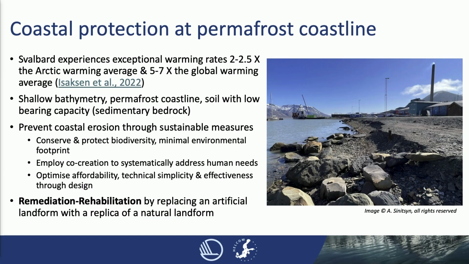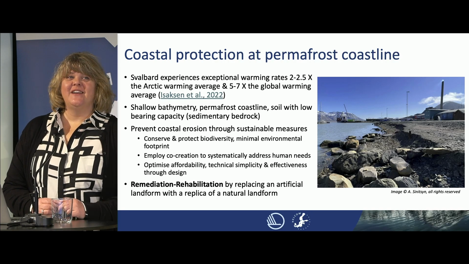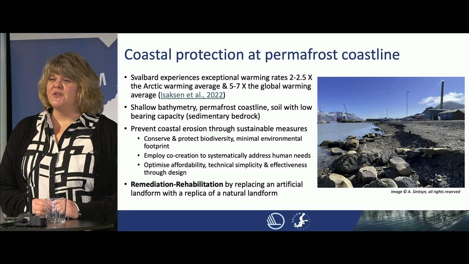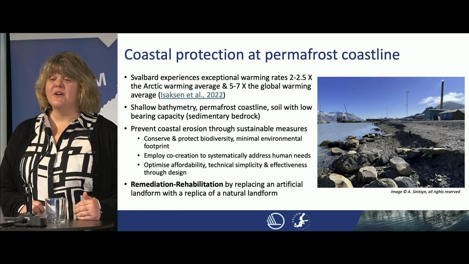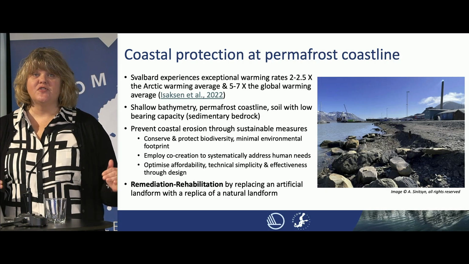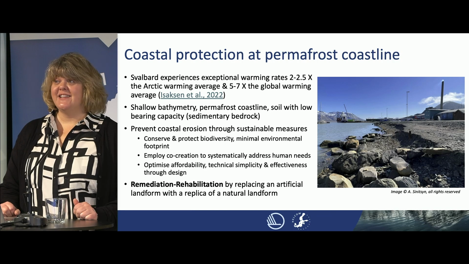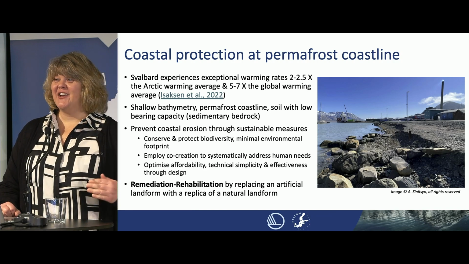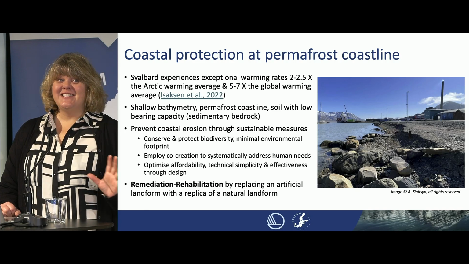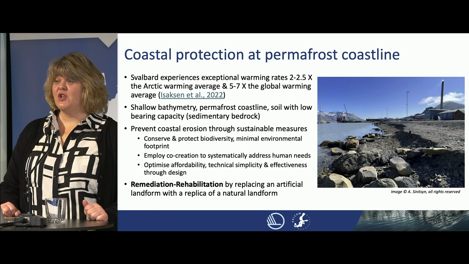So getting into Svalbard. Svalbard is a unique and interesting environment. It's a fascinating coastal zone. And it's really under a lot of pressure, not only anthropogenic, but climate change in particular. So what we see is that Svalbard experiences global warming at a rate that is much greater than what we see average globally. So the warming rates are between 2 and 2.5 times that we see in the Arctic. And we already know that the Arctic is experiencing warming at a greater rate than the rest of the world. So it's about 5 to 7 times the rate of warming that's observed as a global average.